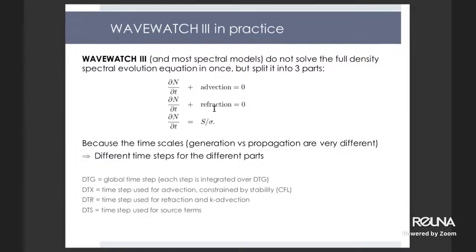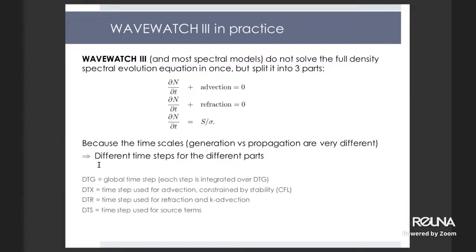Some details about the numerics of Wavewatch. Wavewatch solves the full density spectral evolution, not at once, but it splits it into 3 parts. One part that solves the advection, one part that solves the refraction, and one part that solves the input by source terms. This is because the timescales involved in generation and propagation, for instance, are very different. And so it uses a time-step splitting algorithm to solve these three parts of the equation with different time steps.